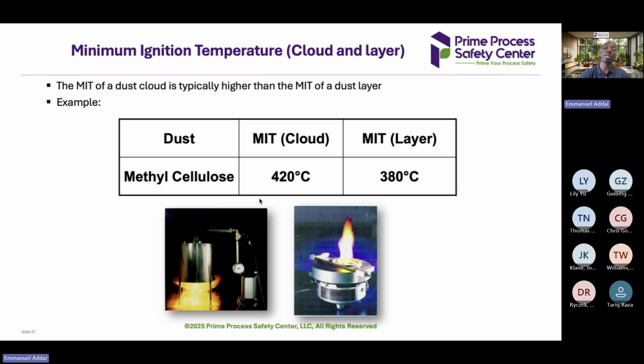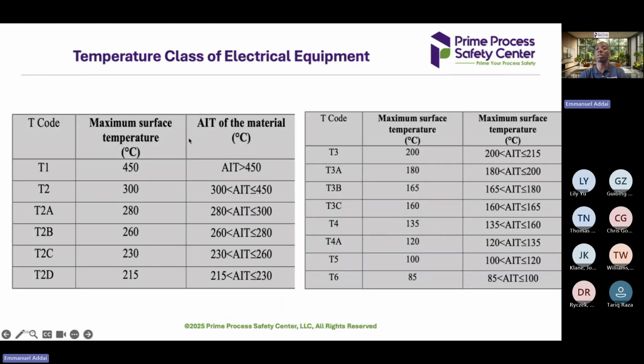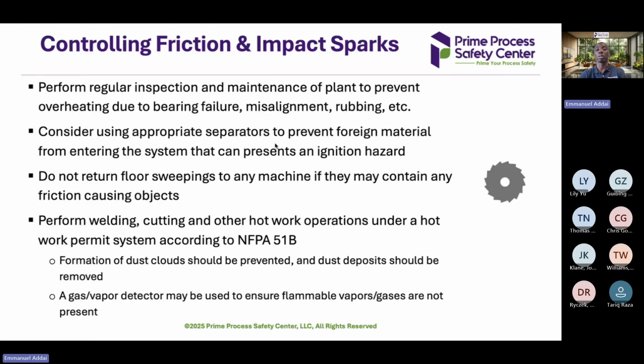So usually the layer data is lower than that of the cloud, and a typical example is what is showing right now. So as I mentioned, selection of equipment, if you have heard something called a T code, the minimum ignition temperature data is always used. So you can see here, if you say T1, for equipment selection for T1, you need to know the minimum ignition temperature data, or the auto ignition temperature, to say, okay, now I'm going to select a T1 class of material for my operation, or I have to select a T2, T2A, T2B, and also we have T3 and up to T6. When you're getting to the T6 area, then it becomes really dangerous. So this data is very, very important for doing area classification and also selection of various material.